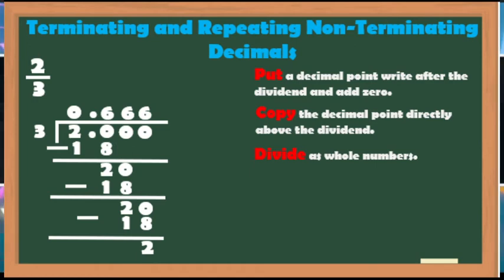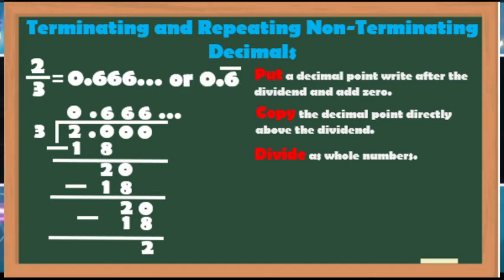Since we get the number 6 as our quotient endlessly, we can write 3 dots. These 3 dots indicate that the number, in this case 6, repeats unendingly. So therefore, 2 over 3 is equal to 0.66 with 3 dots, or you can write this as 0.6 with a bar above the number 6.